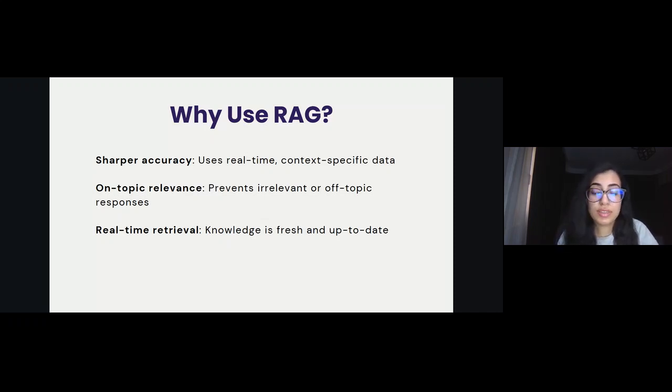The next is on-topic relevance. RAG ensures that the model stays focused on your specific query, not drifting off topic with unrelated general knowledge. Because, like we mentioned before, LLMs are pre-trained on general knowledge. So when you give it precise knowledge that you want it to look at, it's going to be more on topic. This is especially important in domains like legal, healthcare, and finance, where accuracy and relevance are very important and non-negotiable.